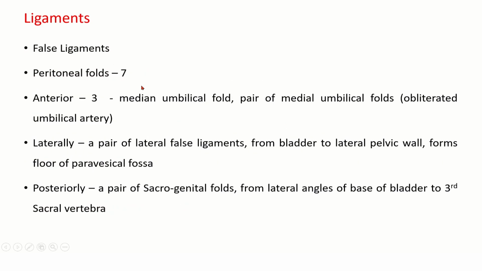False ligaments are the peritoneal folds, which are 7 in number. Anteriorly there are 3: the median umbilical fold covering the median umbilical ligament, and a pair of medial umbilical folds covering the obliterated umbilical artery. Between these two folds is the supravesical fossa.